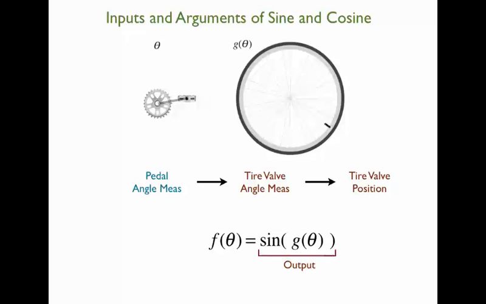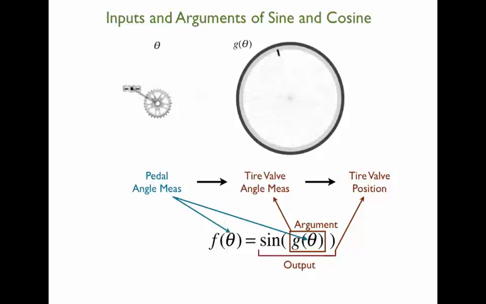So if we want that thing to be about the tire valve position, then what about the argument? Pedal angle measure, tire valve angle measure. Gotta be the tire valve, right? If we want sine to tell us something about the tire valve, we have to give it something about the tire valve. Namely, the angle measure. And then sine will give us the vertical distance, right? Okay? But that tire valve angle measure we saw was based on the pedal angle measure theta.